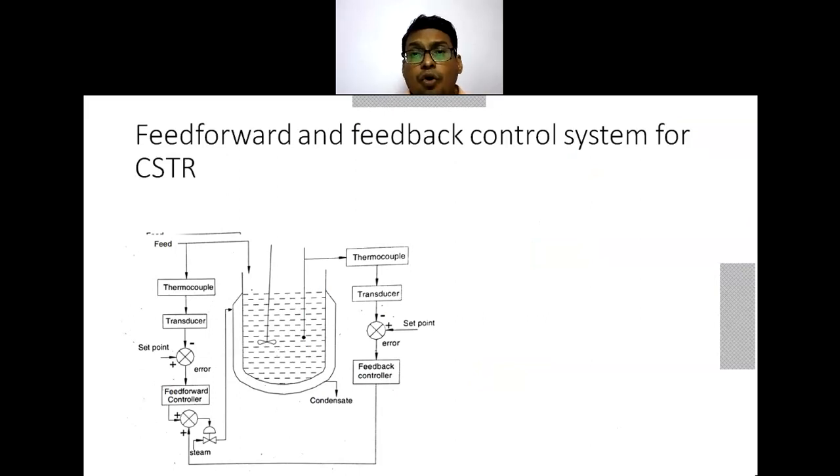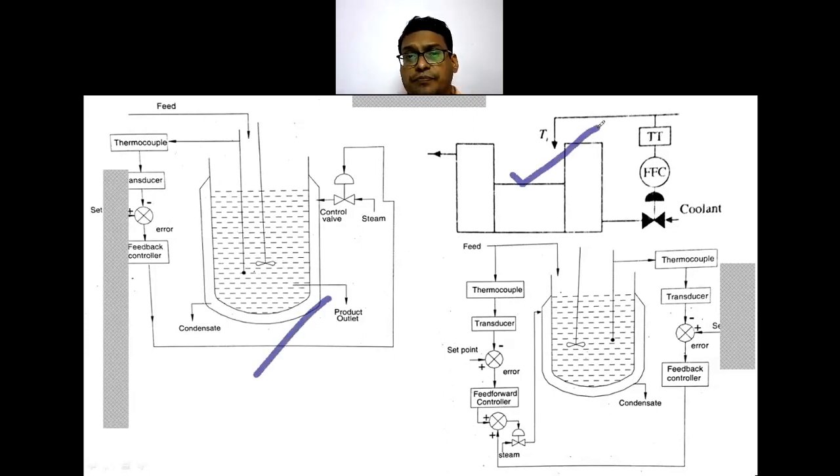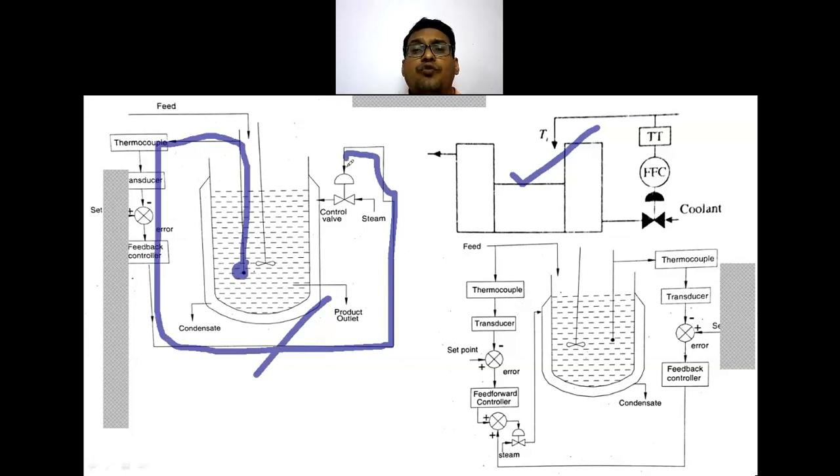Now, what happens in case of a feed forward and a feedback control system for a CSTR? It is a combination of a feed backward system and a feed forward system. In a feed backward system, we are measuring the actual temperature of a controlled variable. So this temperature is measured, then our thermocouple is there for the measurement purpose, then transducer, then comparator and feedback controller, and this feedback controller is going to give a signal to the control valve. This is the feed backward control system.